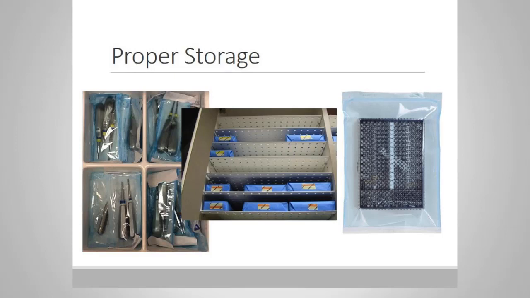Now here are some examples of proper storage. The instruments are all packaged up, neatly organized in drawers or on shelves. Some of them you can see the contents within, some of them are labeled, but these are all great examples of proper storage. And you can see the ones on the left are in a drawer, and in the center they are within a closed cabinet.